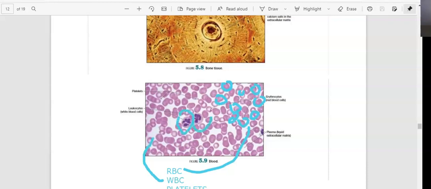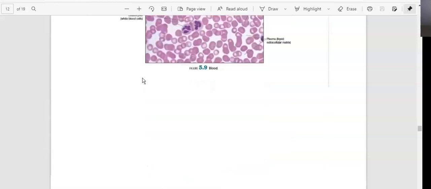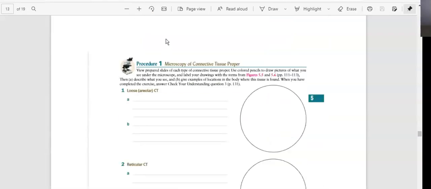See that one and this one? So those are going to be white blood cells. And platelets, we have platelets in our blood, but we don't have that in this particular figure. And right here, now this is when students are going to make the drawings for the connective tissue.